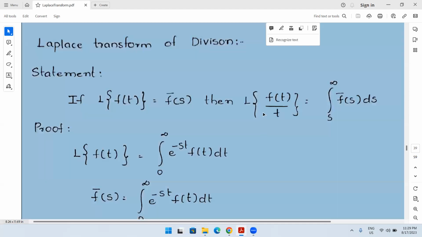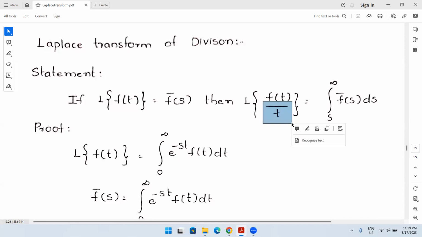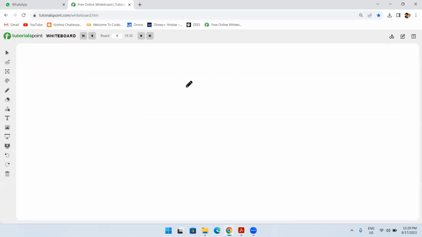So for f of t, we just ignore the division by t. Okay, so see here, and we remember: Laplace transform of multiplication by t is the derivative. Laplace transform of division by t is integration. So remember these two. Laplace transform multiplication by t is derivative, and Laplace transform division by t is integration.